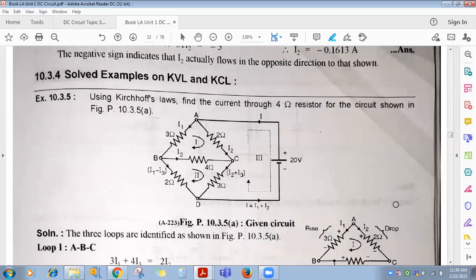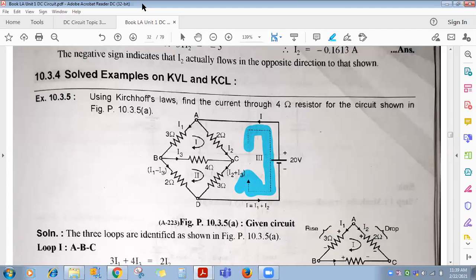Right. What does it mean? So any three loops you can't select. What is the conclusion? Everyone please listen, very good point. Means any three loops you can't select, at least one loop you have to select with a voltage source. Got it everyone? Clear?